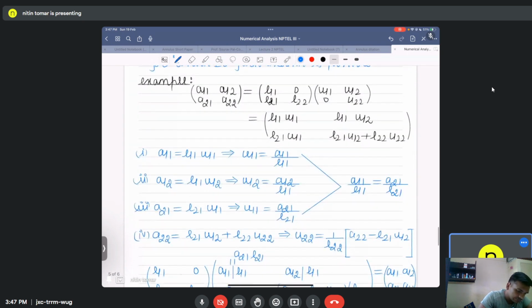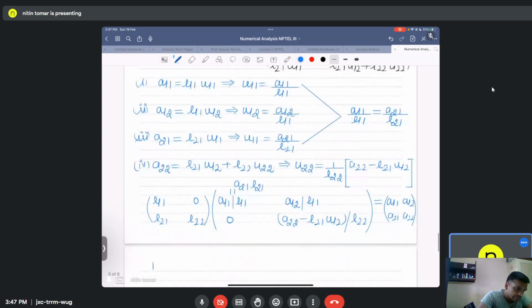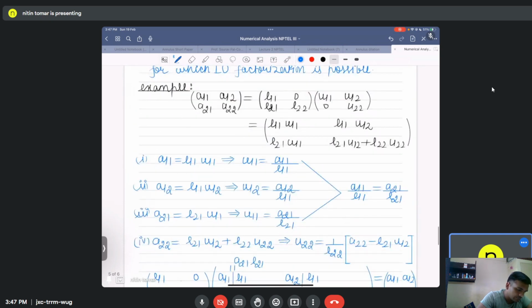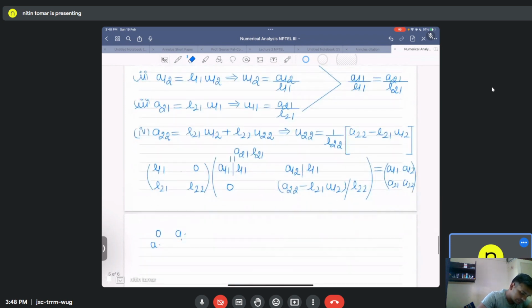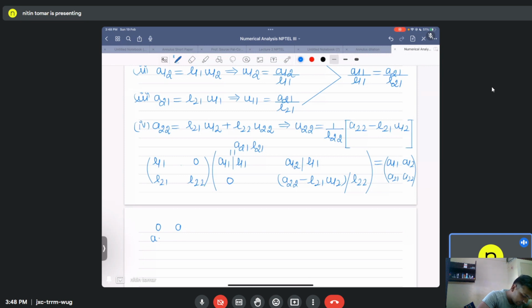Now if you take this example, for example, A21 is 1, and let's take the others as 1 1 1. Is this an invertible matrix? Is it in upper triangular form?